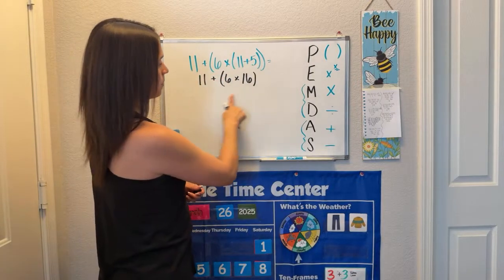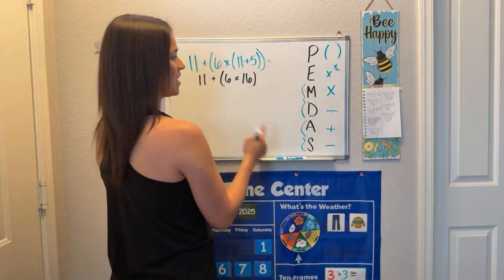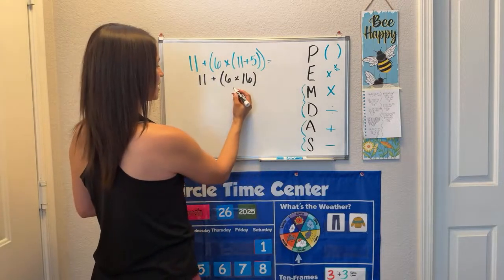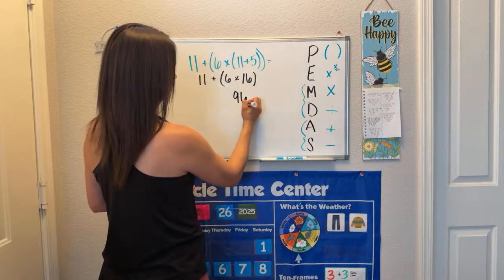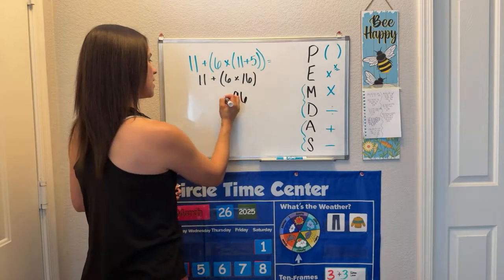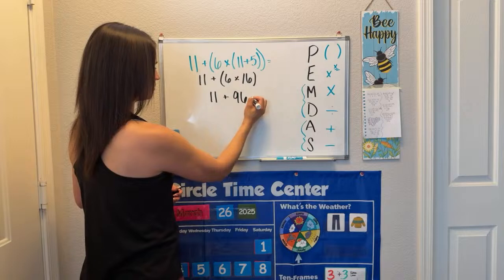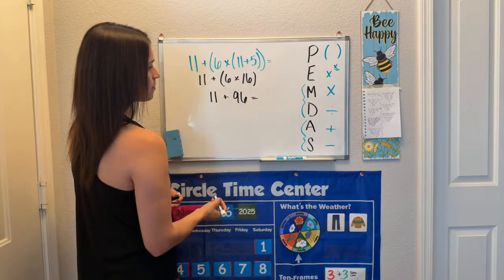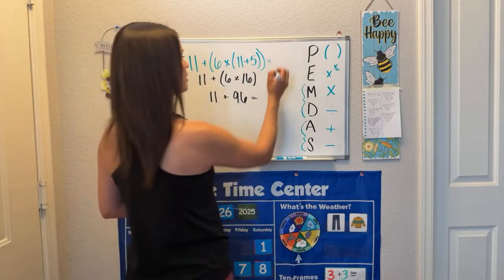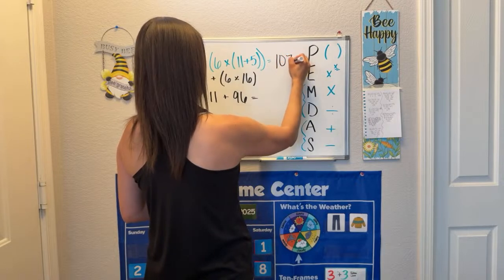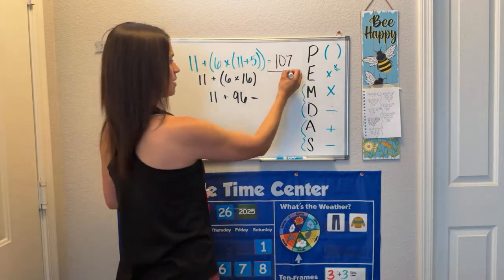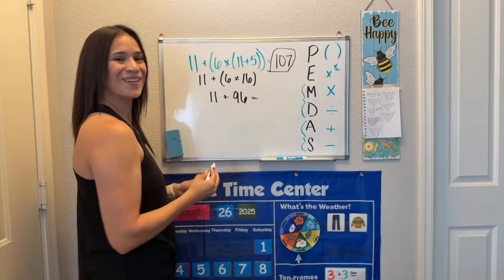So we're still going to work with our parentheses, which is our 16 times 6, which gives us 96. And then drop everything else down. And then we can just solve. So 11 plus the 96 is going to give us 107. And that is our answer. Cool?